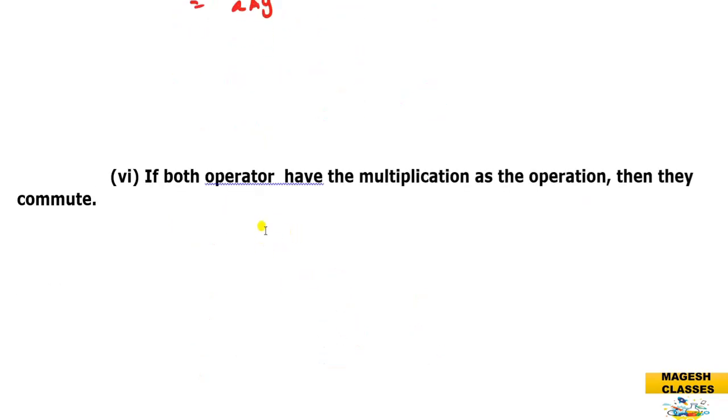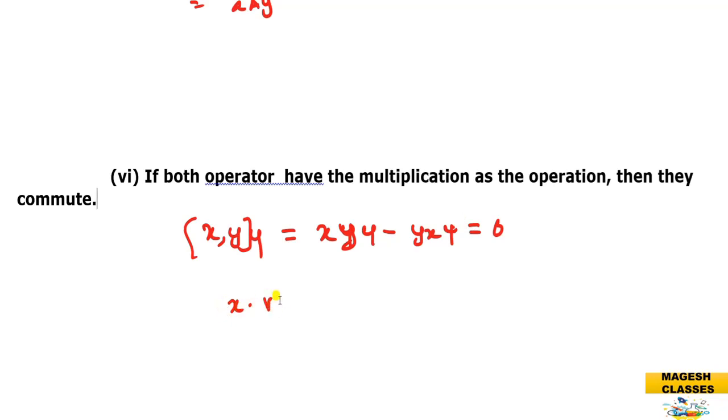Then the sixth one, if both operators have multiplication as the operation, then they commute. What are the multiplication operations? That is x psi is equal to xy psi minus yx psi. This is equal to 0. Let us consider two multiplication operators, that is, one is a position operator and the other is the potential operator. Position and potential operators both are multiplication operations. Then the commutator is equal to 0 because both have the multiplication operation. So operators that have multiplication as the operation commute with each other.